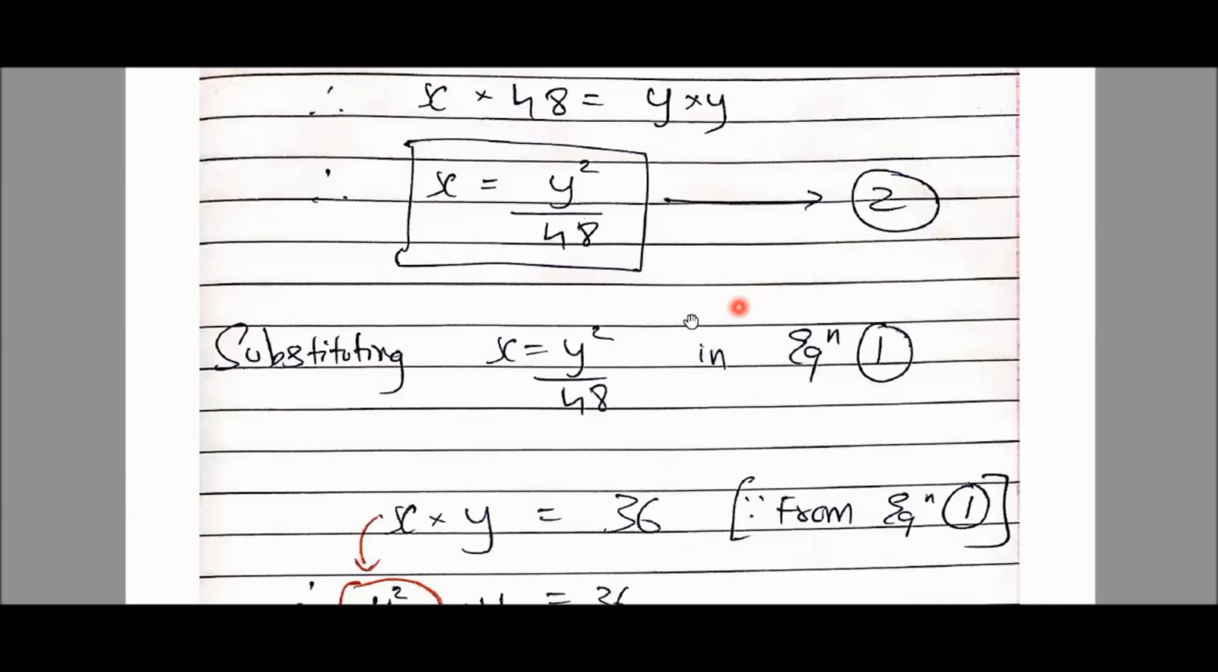Now students, I got the value of x. X is what? Y square upon 48. I'm substituting this value in equation 1. You remember what was my equation 1? Yeah, I have written here. My equation 1 was x multiplied by y into 36. See, I have written here the reason from equation 1. So at the place of x, I'll substitute y square upon 48.